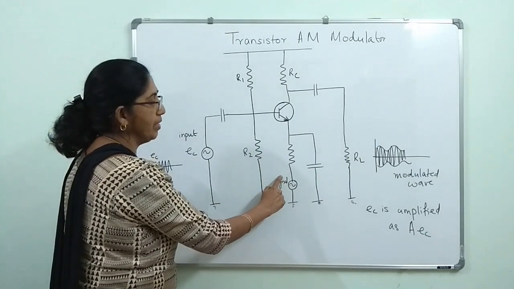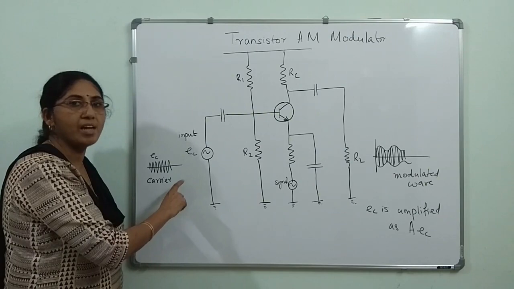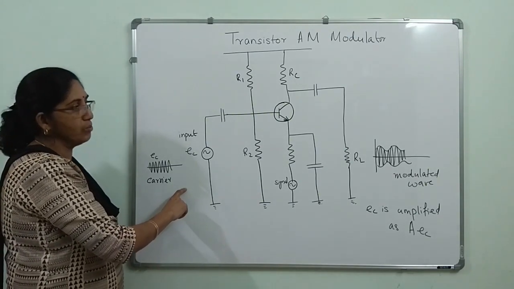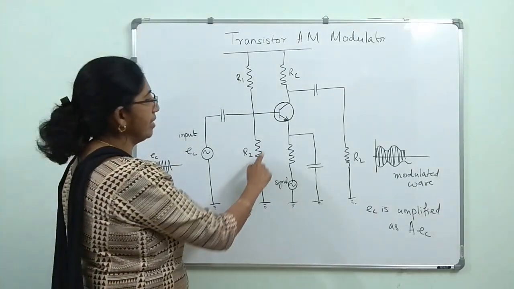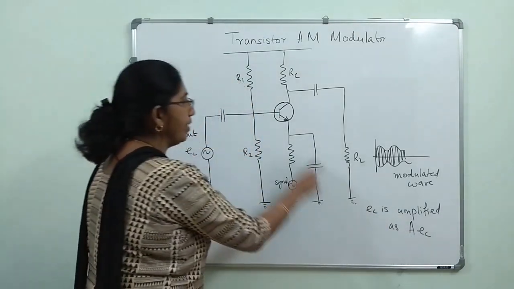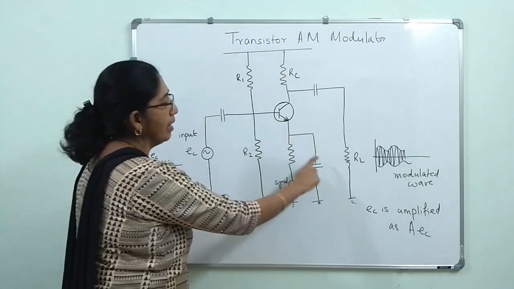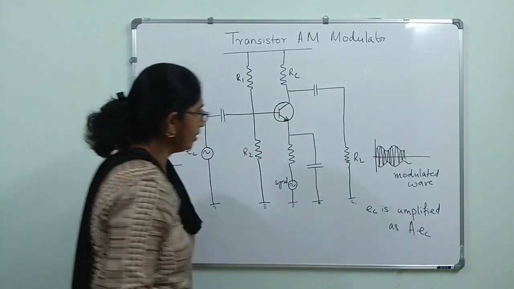This signal modifies the carrier wave, modifies the amplitude of the carrier wave. So if A is the gain of the amplifier, A into EC will be the amplified wave that is coming out of here, and this is getting modified.